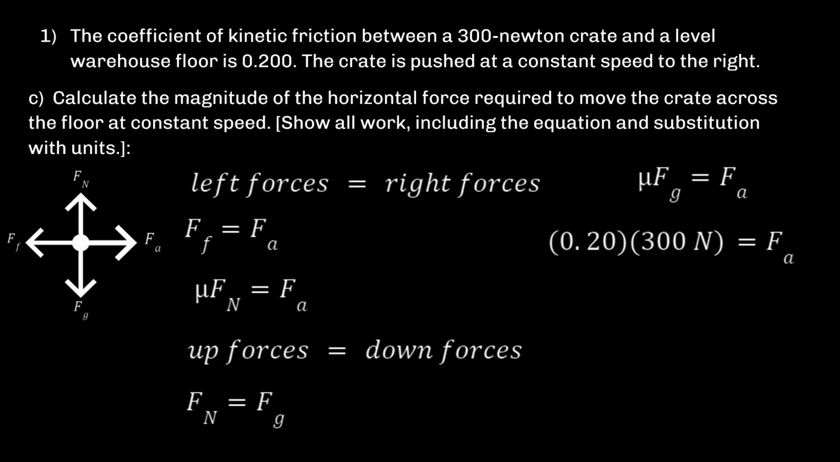0.20 times 300 newtons. I'm going to plug that into my calculator and end up with my answer here of 60 newtons, which is equal to my applied force, or horizontal force that is required to move the crate across the floor at constant speed. So let's move into another example similar to this. We're going to have to use the reference table a little more.